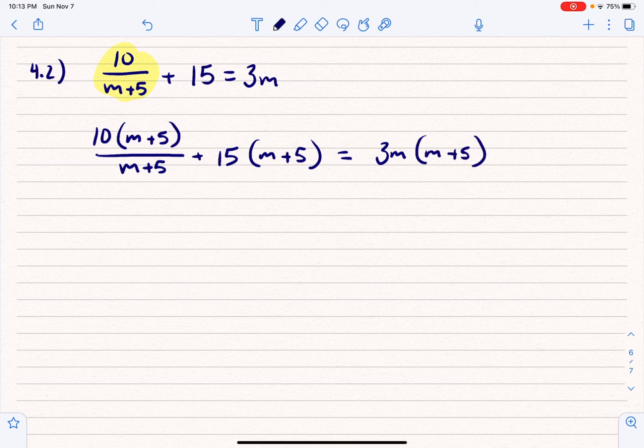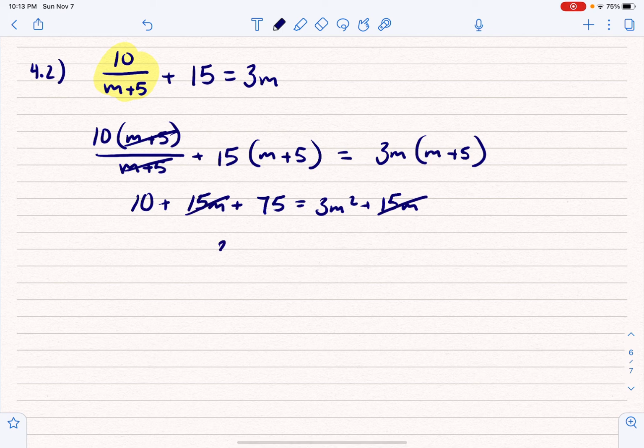Well, clearly in the first one, these cancel out. I'm left with 10. In the second one, I distribute. 15m plus 5 times 15 is 75. And the last one, distribute. 3m times m, 3m squared. 3m times 5, 15m. Okay. Well, the 15m's just cancel out. I got a positive 15m on both sides. They're gone. All right. So I have 3m squared is equal to 10 plus 75 is 85.